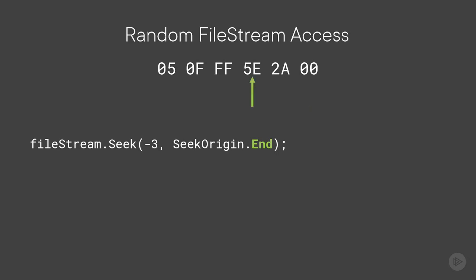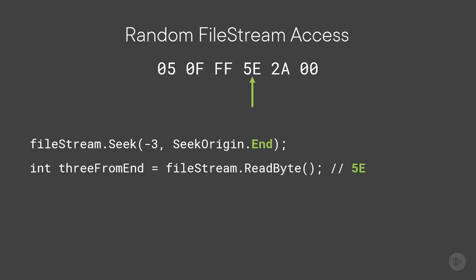We can also specify a negative offset, and here we're using a seek origin of end. Essentially what this is saying is move 3 bytes back from the end of the file. This will move the position to 5e, and once again we can then call readByte, we'll get 5e returned, and the position will be incremented by 1 byte.